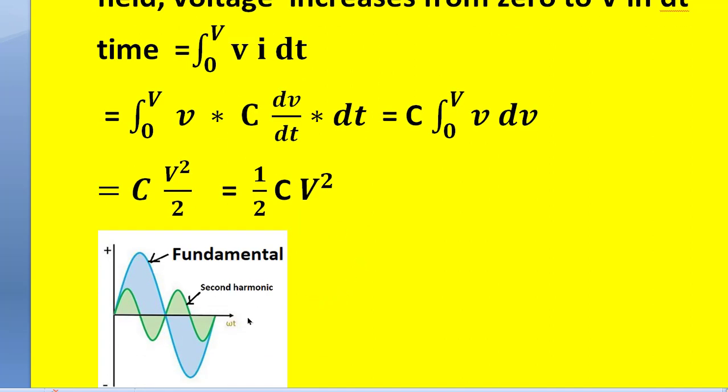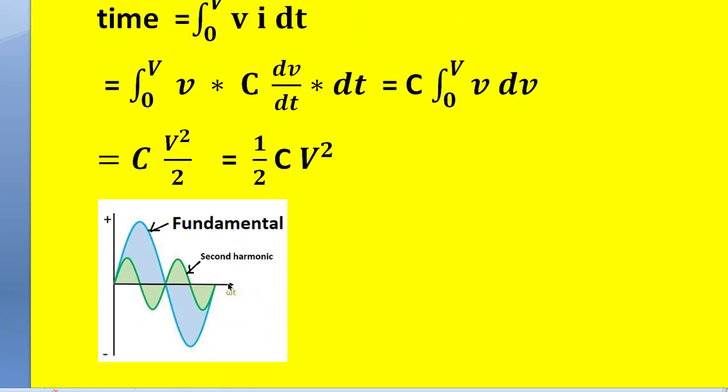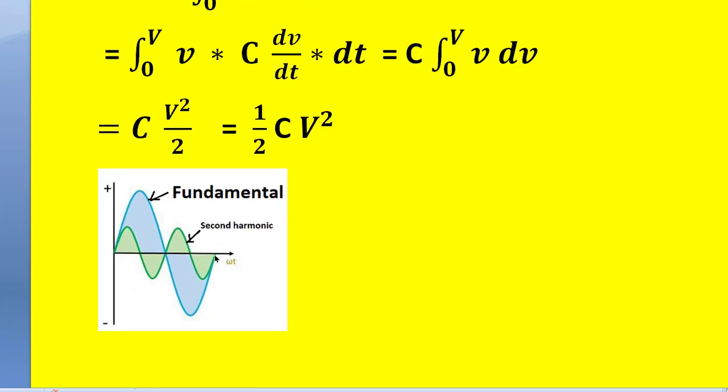And if you look at the power in the capacitor, its frequency is double the frequency like this, whereas the fundamental frequency is like this. And for each cycle, the average power is nothing but 0 in a capacitor.